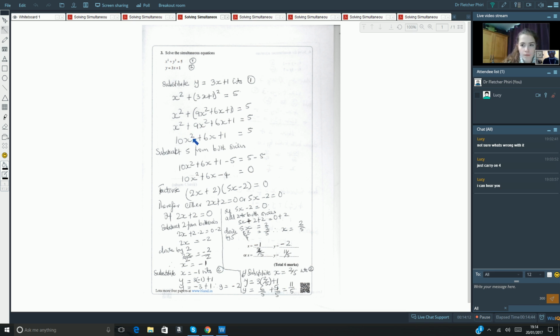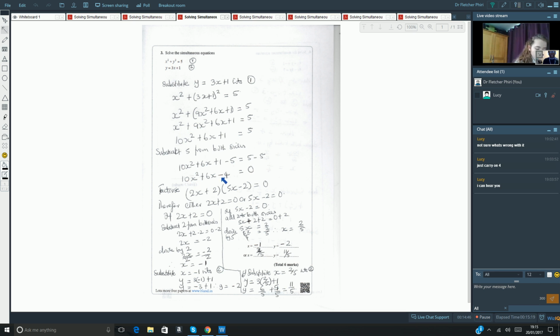I'm going to add this plus that, which gives me 10x squared, and plus 6x, which we have, and plus 1 is equal to 5. I need to subtract 5 from both sides so that I have a quadratic equation. Therefore, I'm going to have 10x squared plus 6x plus 1 take away 5, and on the other side 5 take away 5. So this side gives me 0, while this side, 1 minus 5, gives me minus 4.